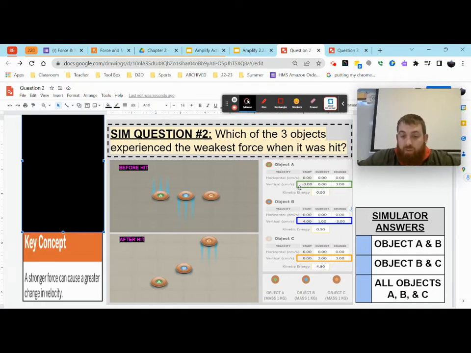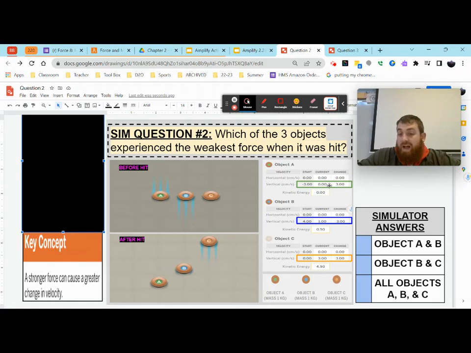Object A went from 3 to 0, so it changed by 3. Object B went from 4 to 1. It changed by 3. Object C went from 0 to 3, and it changed by 3. So when we're looking at how all three of our objects changed, none had a greater change or a smaller change in velocity. They actually had the exact same change in velocity. All of them changed by 3.